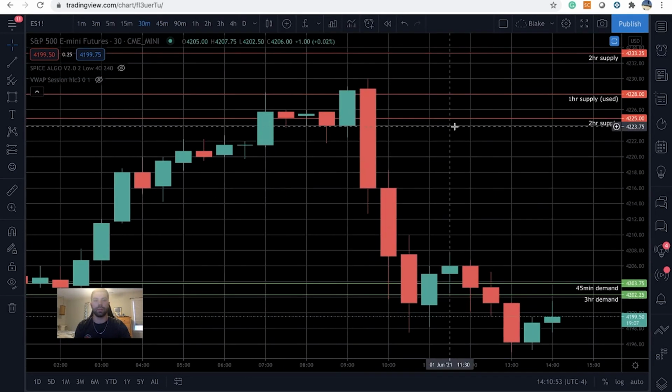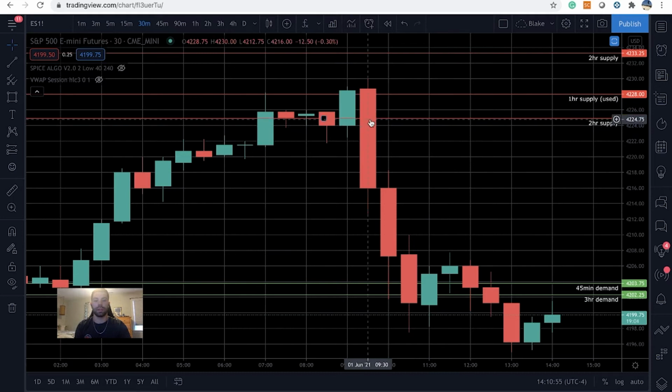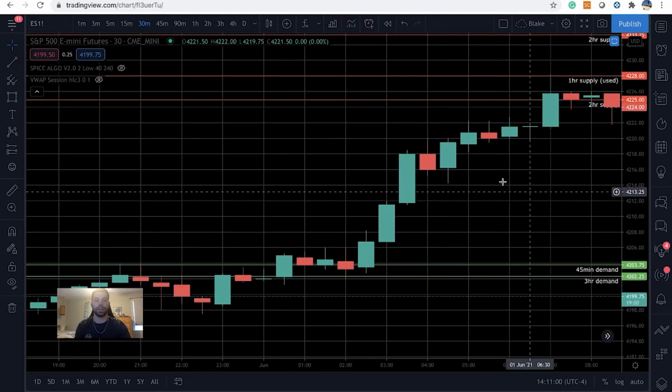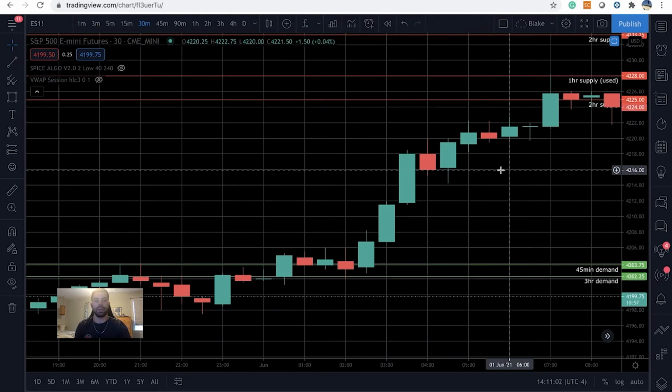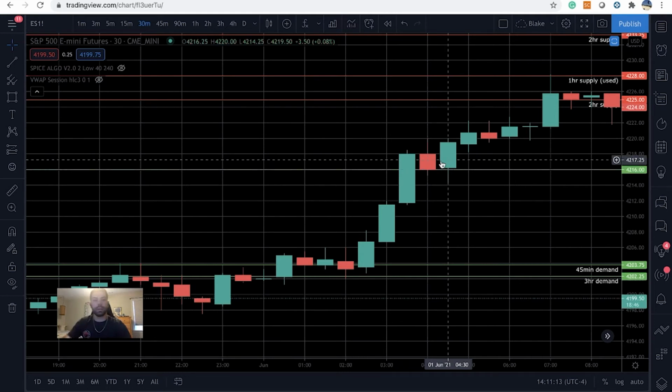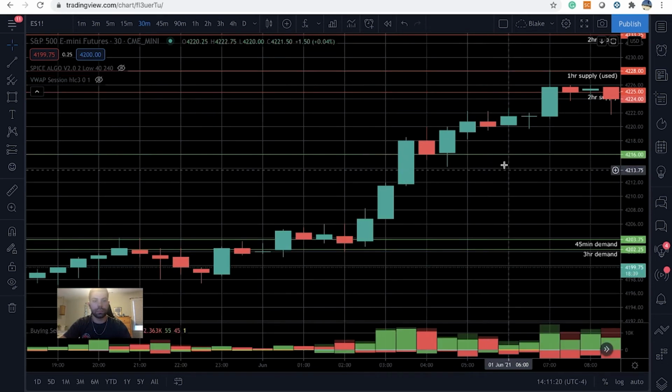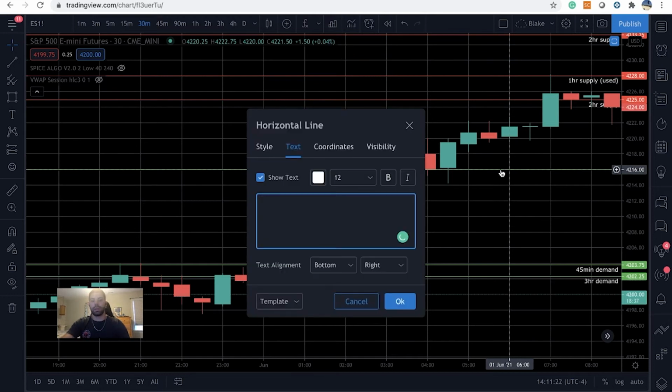Here's a nice supply zone formed. But this was today, so we're going to just kind of ignore it because we're pretending we're trading today. Demand formed here at 4 a.m. on the 30-minute, right? Let's put the demand in there. So we see the nice rally, base, rally. I need volume right now. 30-minute demand.